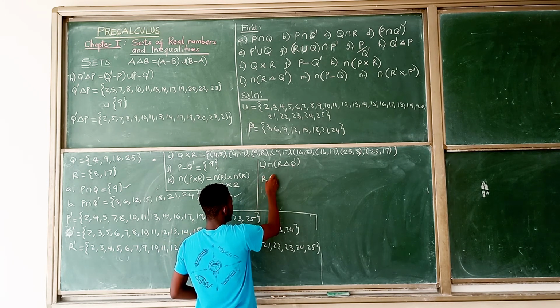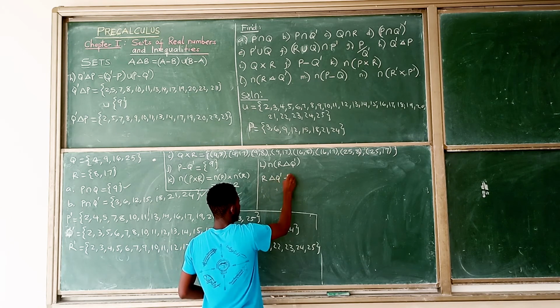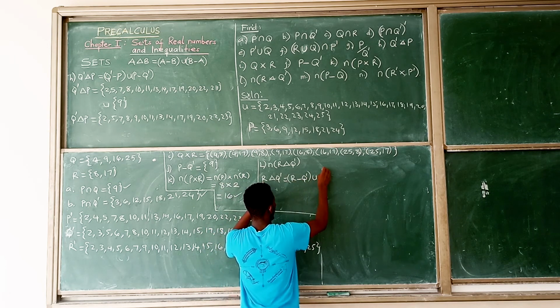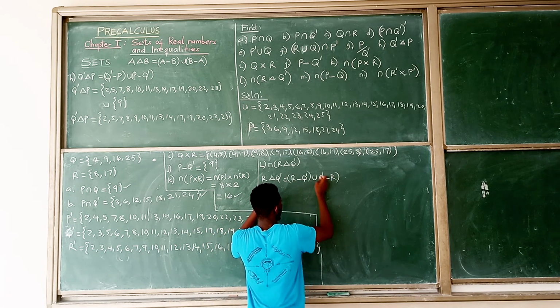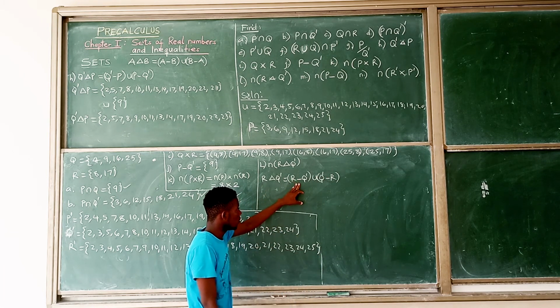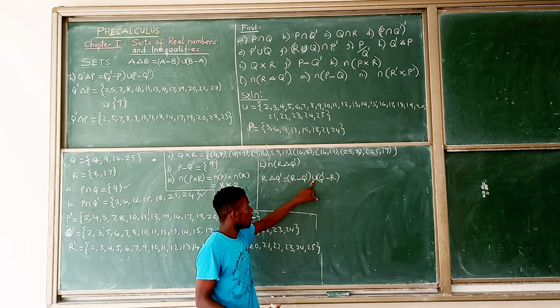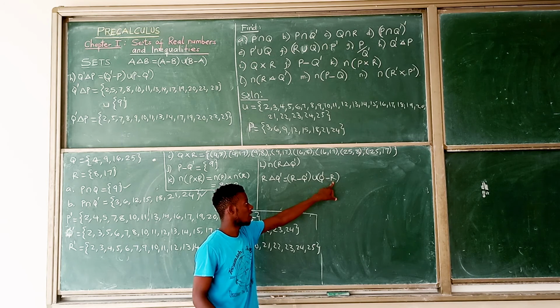So R, the symmetric difference of Q complement, that's equal to R minus Q complement union Q complement minus R. This means elements that are found within R and that are not found within Q complement, and we put them together with elements that are found within Q complement and that are not found within R.